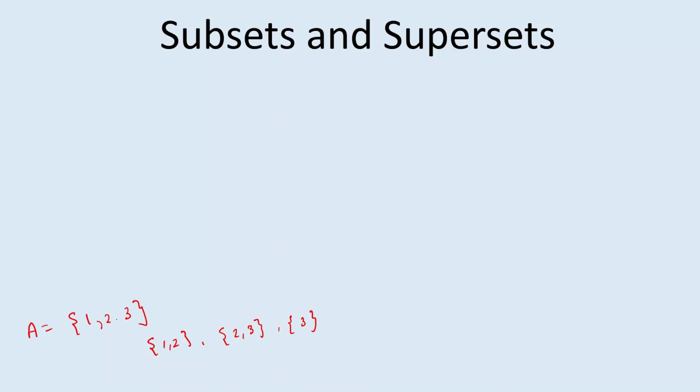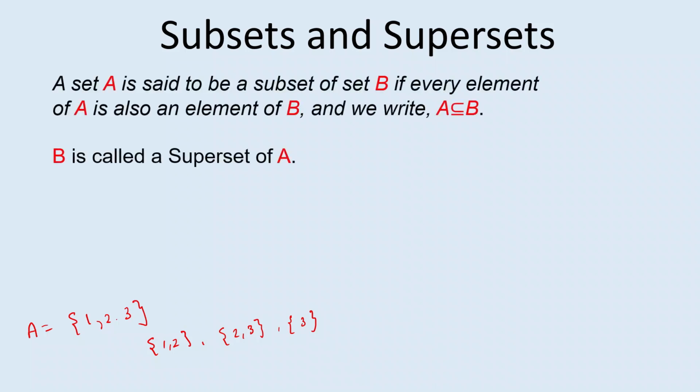So all of these smaller sets are called the subsets of the set A, and A is called a superset of all these sets. So why am I saying that A is a superset and all these are subsets of A? Because they might not be unique. There can be many subsets of a given set. So let's see how we can formally define a subset.